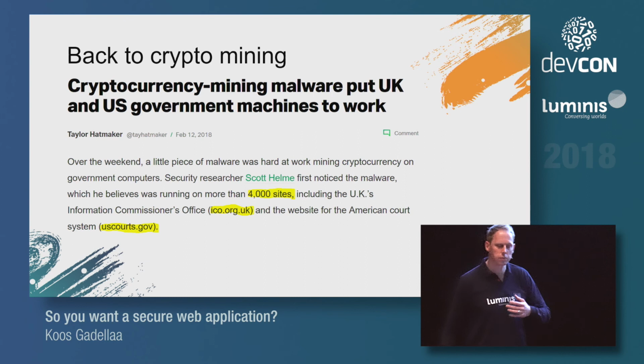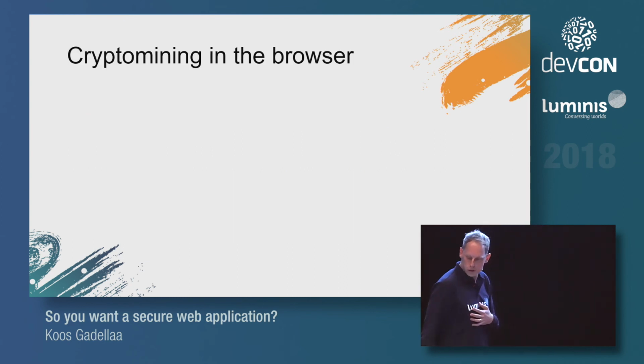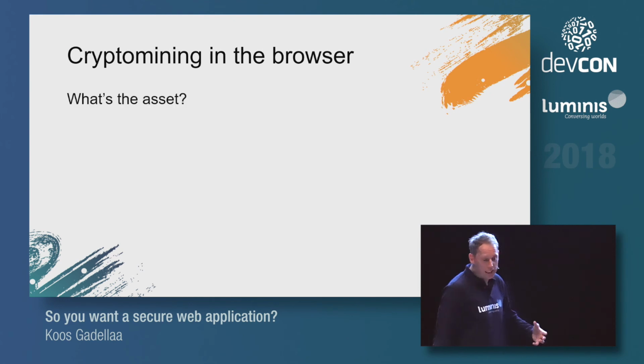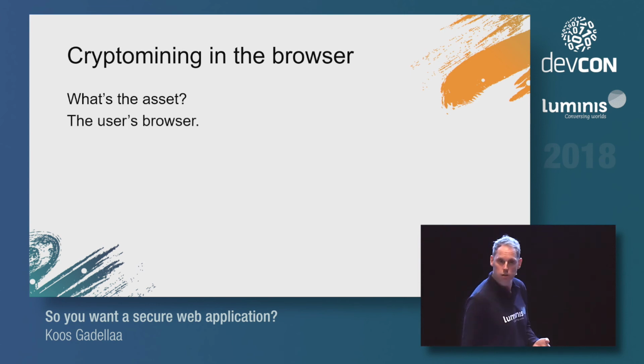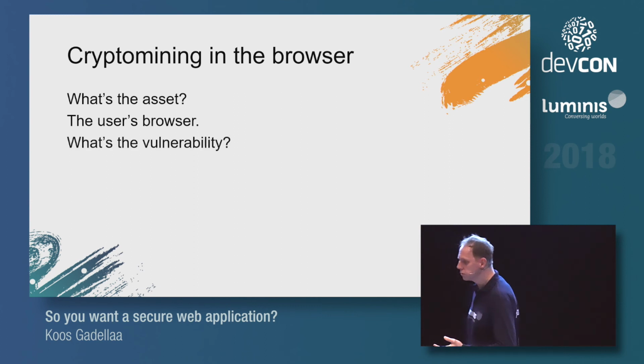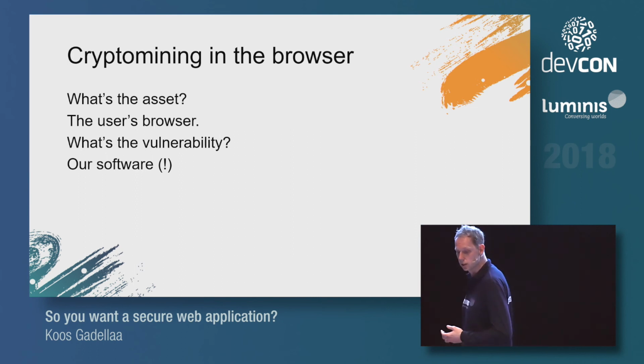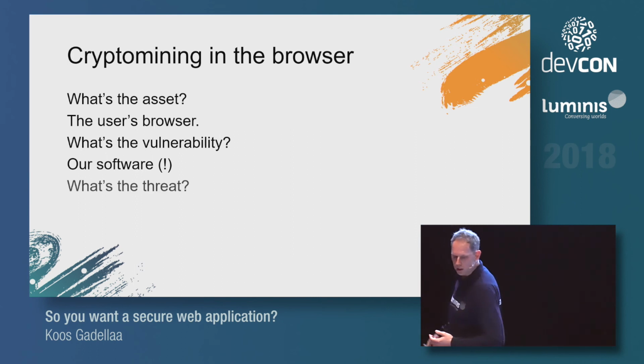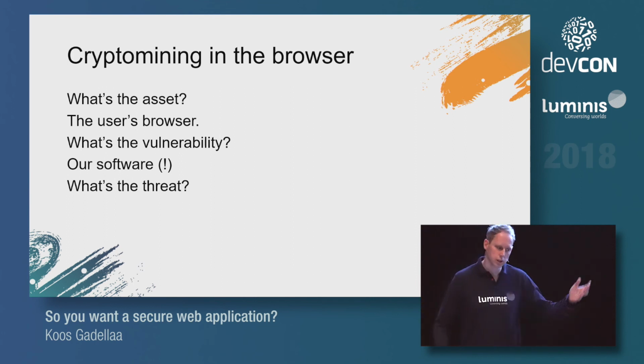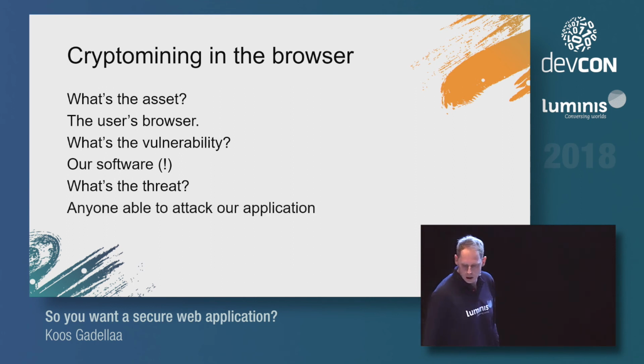So how can we protect against something like this? Well, I've discussed the model, so let's look at how it matches up in that model. What is actually the asset here? The asset here is not so much our application. The asset is the user's browser. What's the vulnerability here? Well, the vulnerability, of course, is our software delivering this malicious data. And what's the threat? Well, of course, some attacker able to modify our application or modify our content delivery networks.